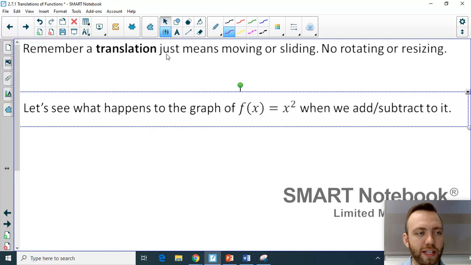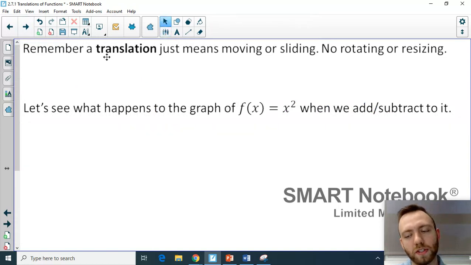And then for this, just remember, this is a word that I think we should have seen before: translation. But if you haven't, a translation is just when you move or slide something so there's no rotating or resizing, making it bigger or smaller or anything. It's literally just taking it and sliding it, moving it around.